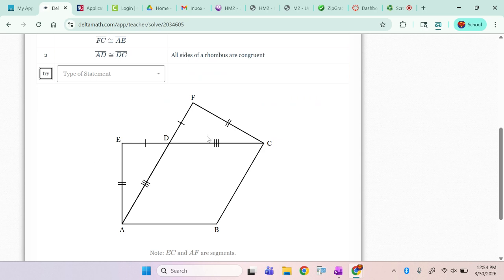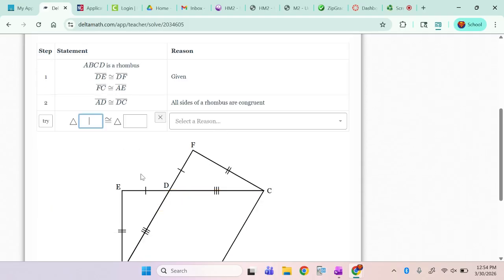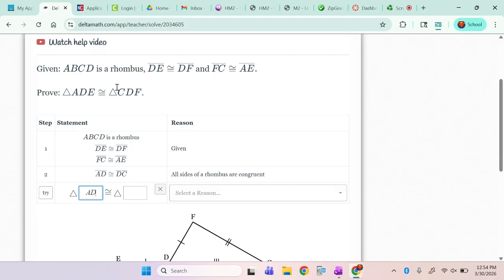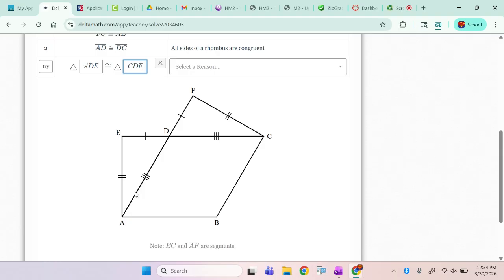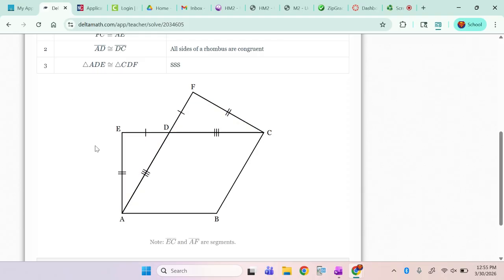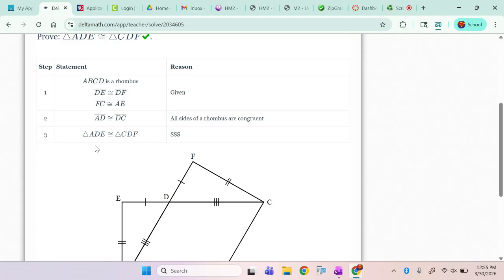So now do I have enough information to say these two triangles are congruent? Yes. So triangle, and you can just copy what's up here, ADE is congruent to CDF by what postulate? What's the only thing I got marked here? Side. So it has to be side, side, side. And that's it. That was only a 3-statement proof because they gave us a whole lot of information.